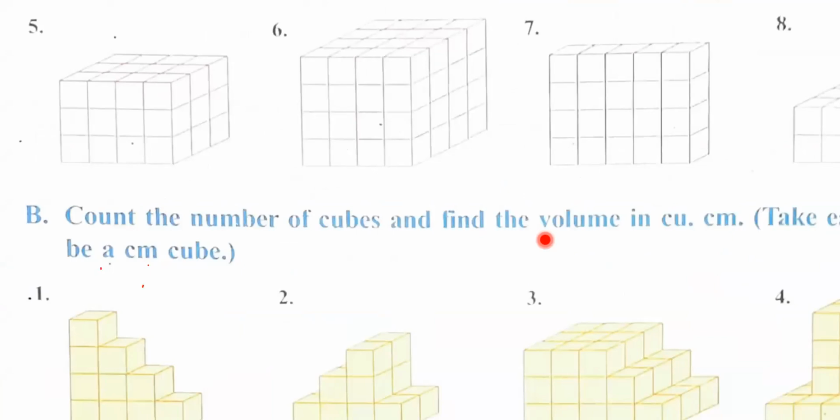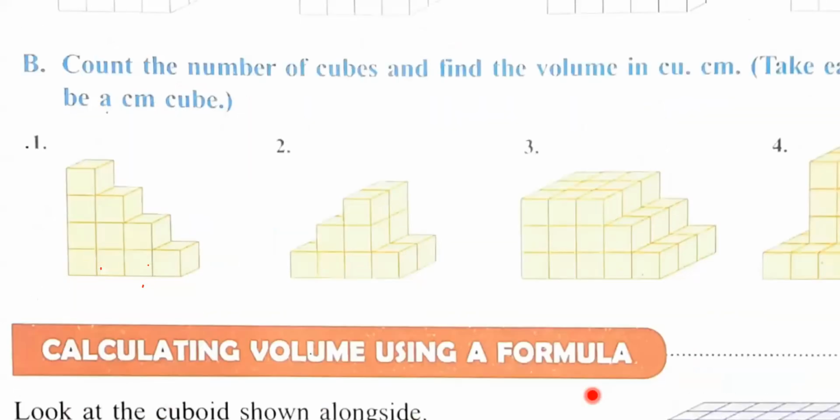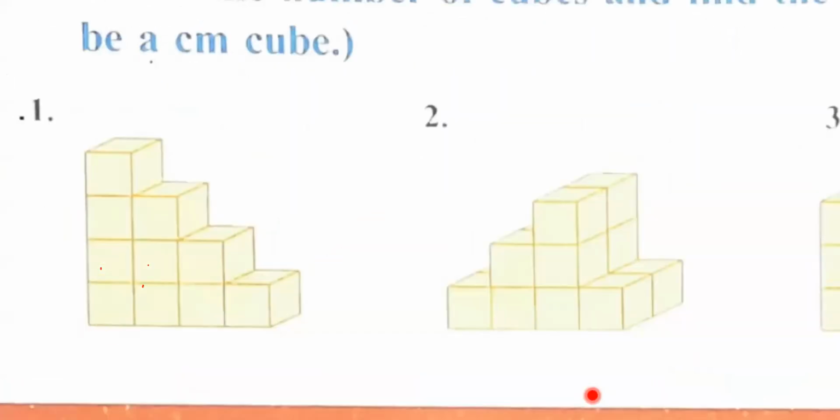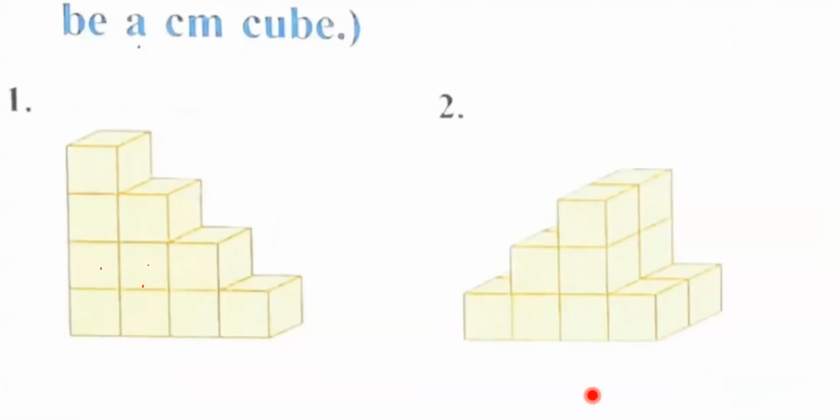Next child, Yugraj, unmute yourself. After Yugraj, Ayush be ready. Then Aditya and Anshu be ready, okay? Good morning, Yugraj. Let us do the B part, beta. Can you see the figure on my screen? Yes, ma'am. Count the number of cubes and find the volume.